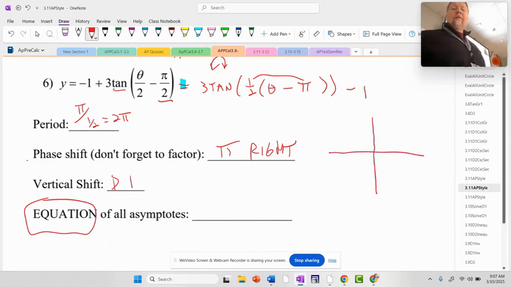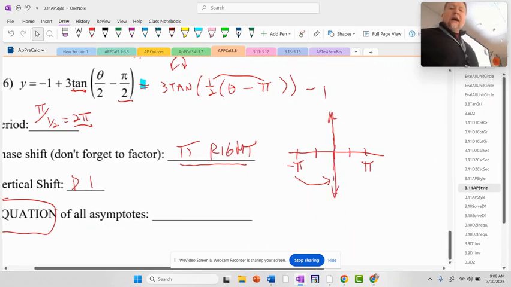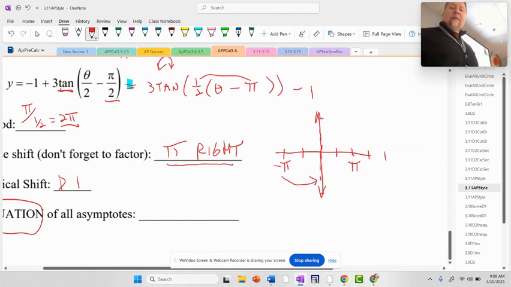I have a period of 2 pi. It's tangent, so I must cut the period in half. I'm not graphing yet. This is where the graph would be. This is where the asymptotes would be before the phase shift. But now I have to move all of these right. So that ends up right here. And then pi's asymptote ends up at 2 pi.